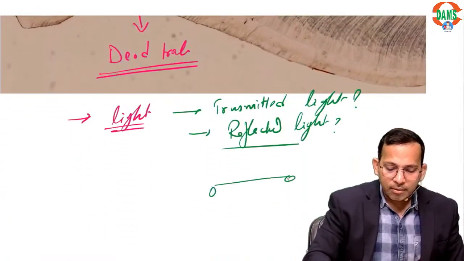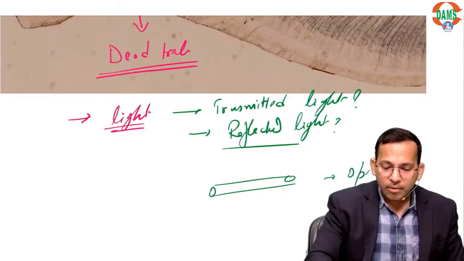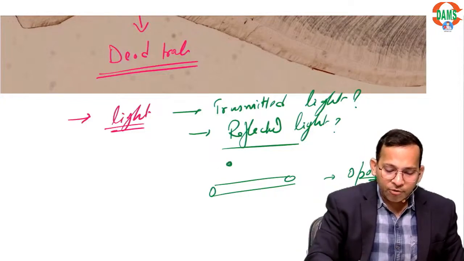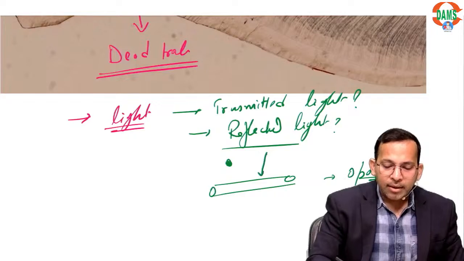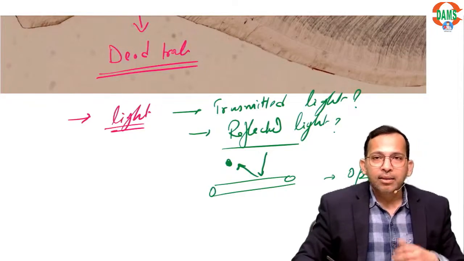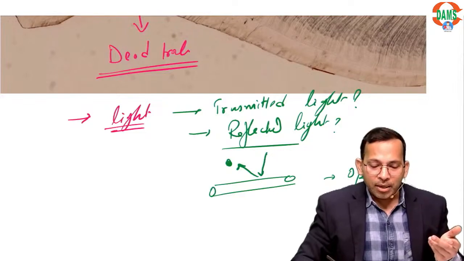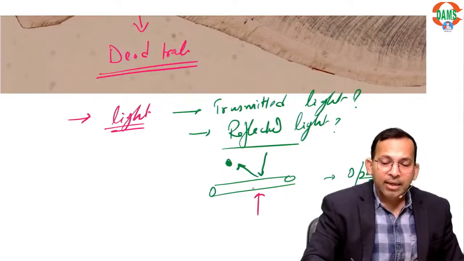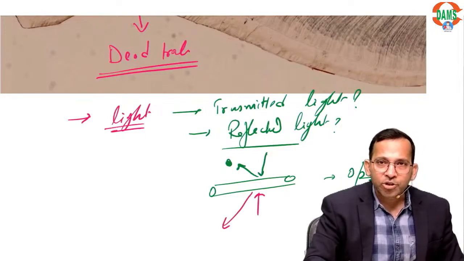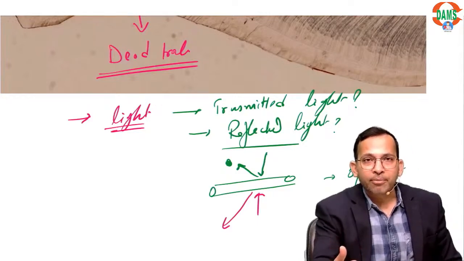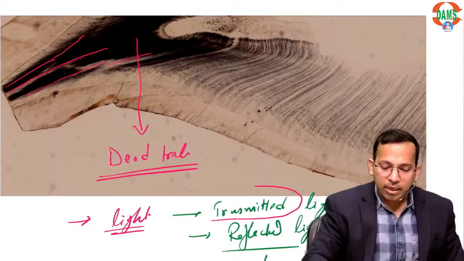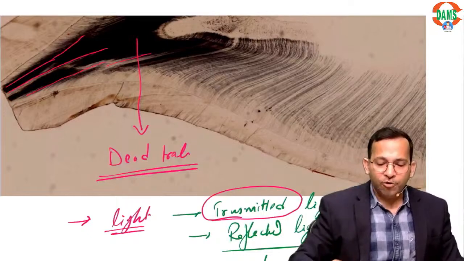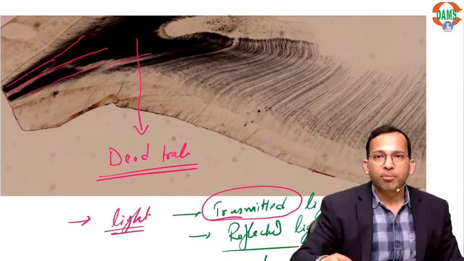See, the dead tracts behave like opaque tissue, isn't it? So if you are watching from this side, and the light is reflected, then you will see the light coming towards you, so it will appear light. But if you are using transmitted light, then the light will never reach you, and this will appear dark, and the dead tracts will appear dark. So what source of light is being used? Transmitted light. That is, the light source is away from you. It is not on our same side, it is away from us.